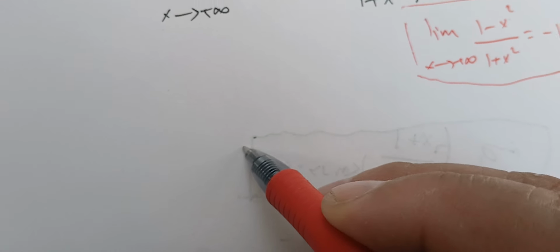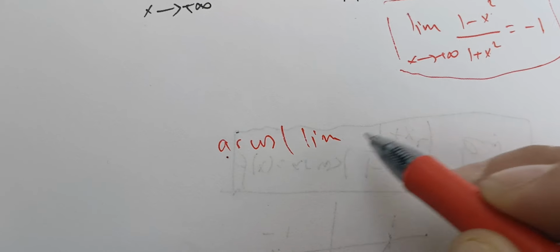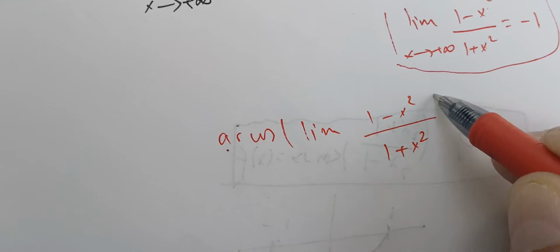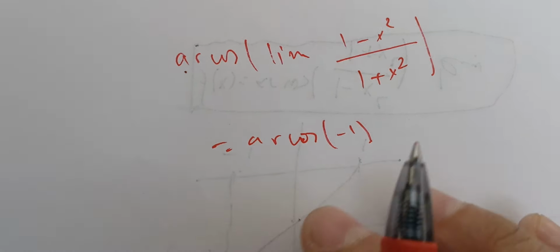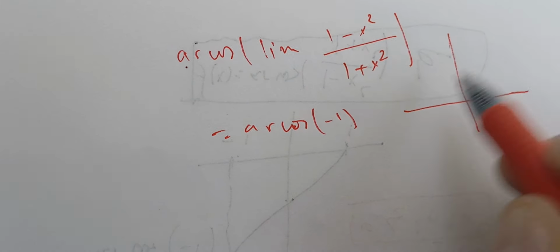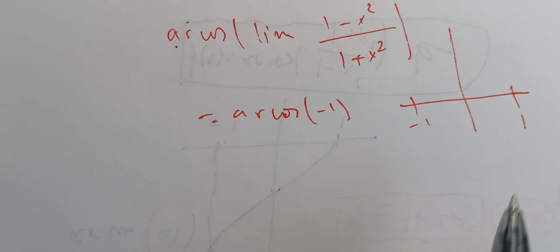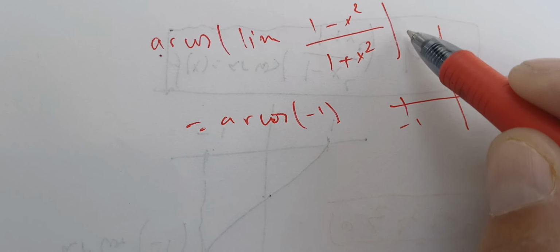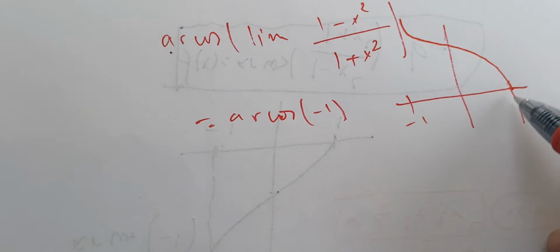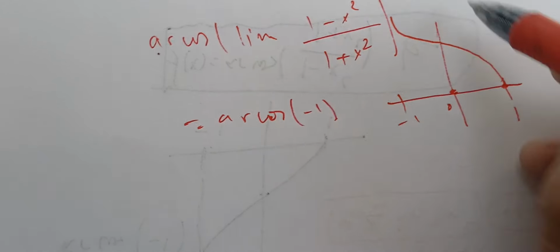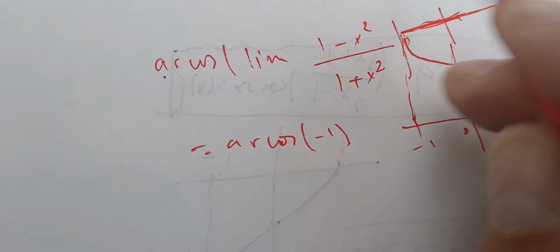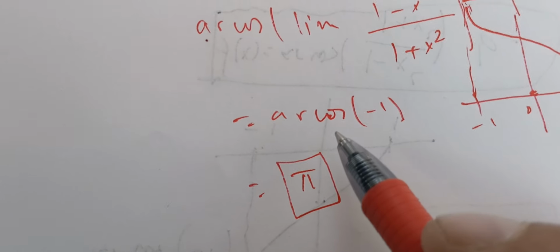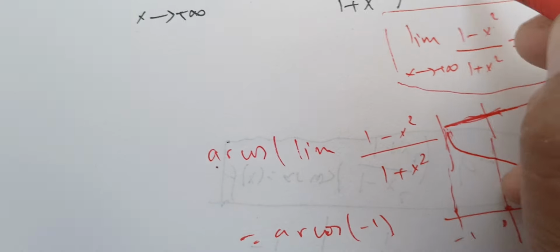we can enter the limit inside. So here we have the arccosine of the limit of (1 minus x squared) over (1 plus x squared). This is just the arccosine of minus 1. And what's the arccosine of minus 1? If we don't know, we can regraph our function. The arccosine is defined on [minus 1, 1], and it has values between 0 and pi. So this value here is 0, and this is pi. So the arccosine of minus 1 is pi.